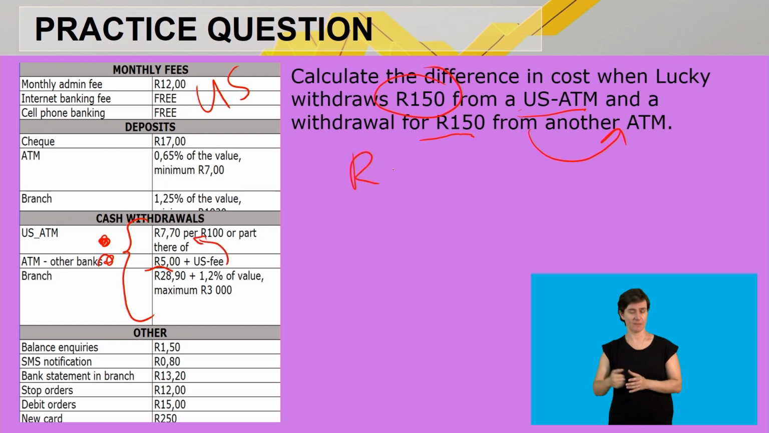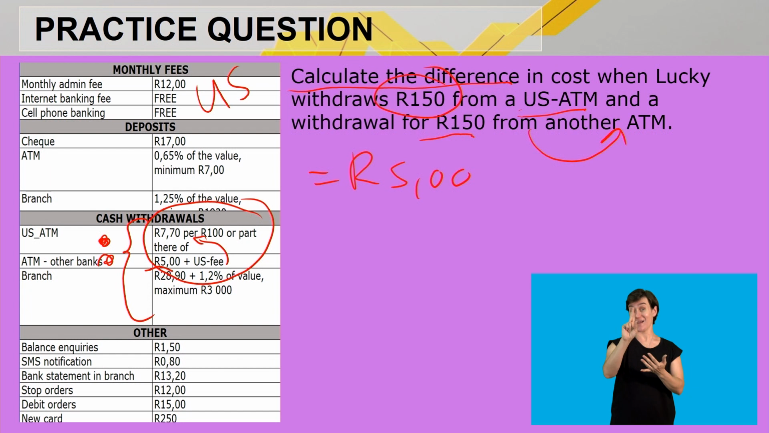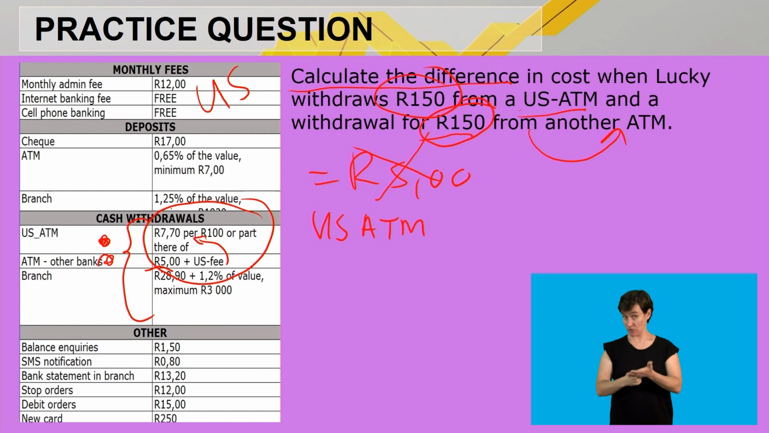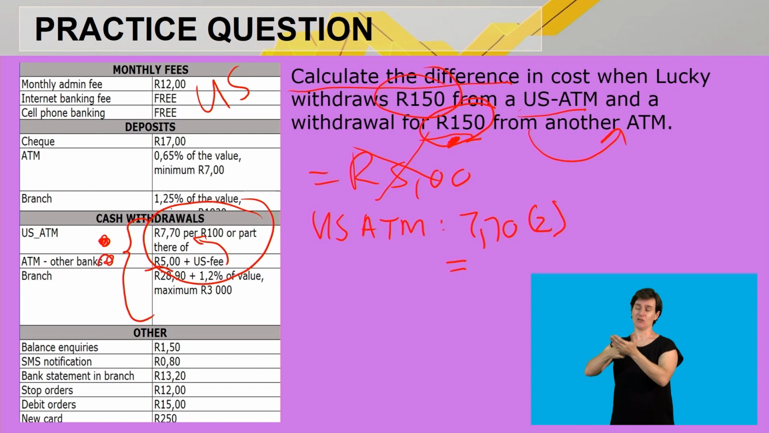Now we can't just write, okay, well the difference is R5 and just leave it at that because we can see it from the structure. They said calculate the difference. So we need to actually go and do that and come out with a difference of R5. So when we use an Us ATM, remember we're only withdrawing 150 Rand. It's going to be R7.70 times 2. Why times 2? Because there's 100, which is the first one, and a 50, which is part of the second 100.